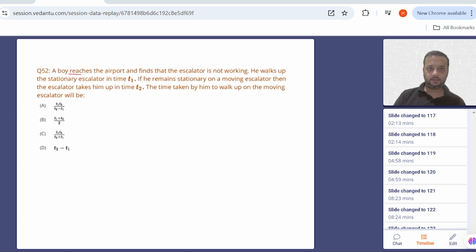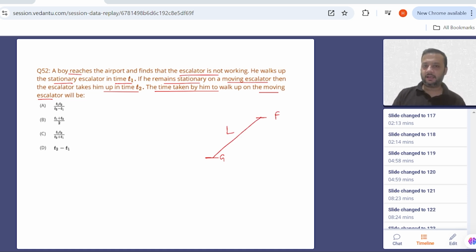Here, there's a boy who reaches the airport and finds that the escalator is not working. He walks up the stationary escalator in time t1. Now, when he remains stationary but the escalator is moving, then the time taken to reach up is t2. Now we have to find the time taken by him when he is walking as well as the escalator is also moving. So let's try to understand what is happening in the question. Let's say that this is the ground floor and this is the first floor. So this is the distance L which needs to be traveled.